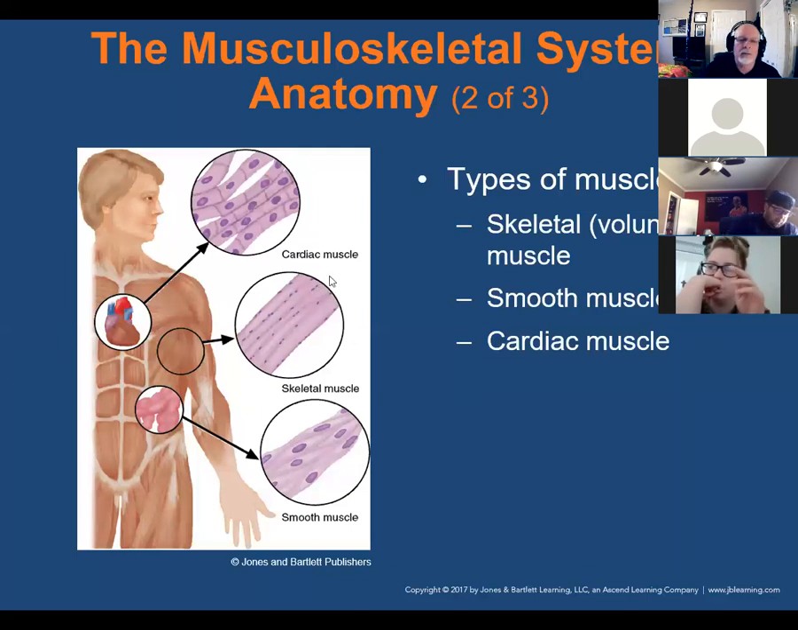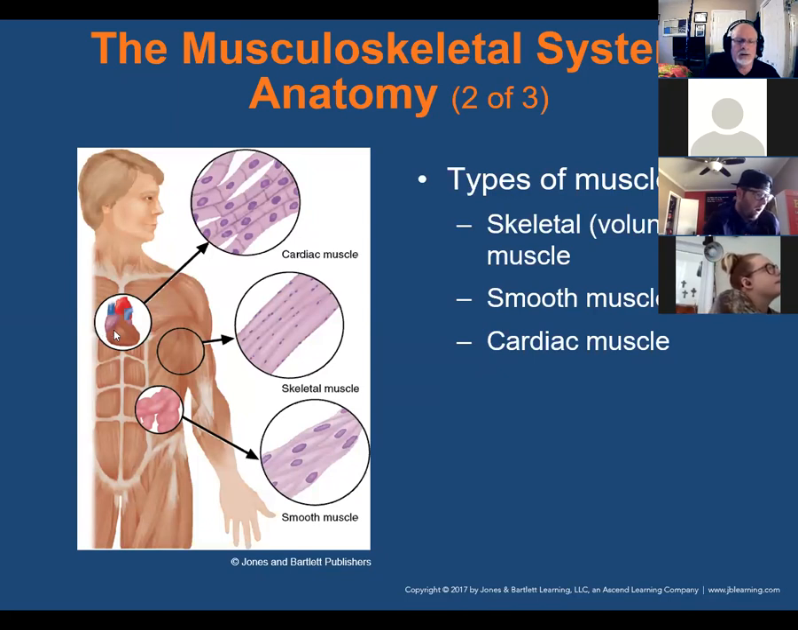Then we have cardiac muscle. Cardiac muscle is cool stuff. Do we have conscious control over it? No. There are a couple of things we could do to maybe lower our heart rate, like bear down really hard, like we're going to have a bowel movement, called a Valsalva maneuver. That engages and triggers the vagus nerve, and it can cause the heart rate to slow down. But other than doing stuff like that, we don't have direct conscious control over our hearts.